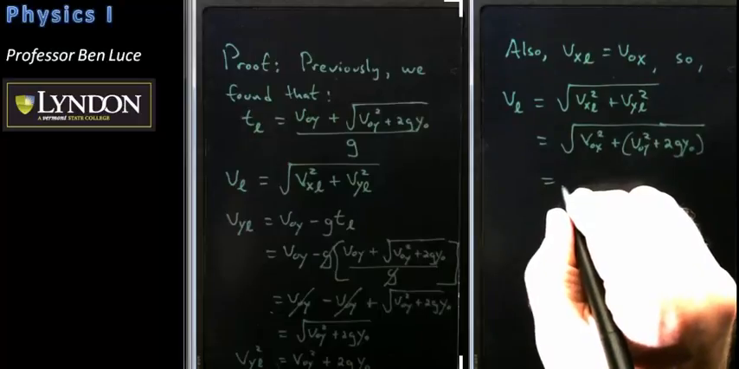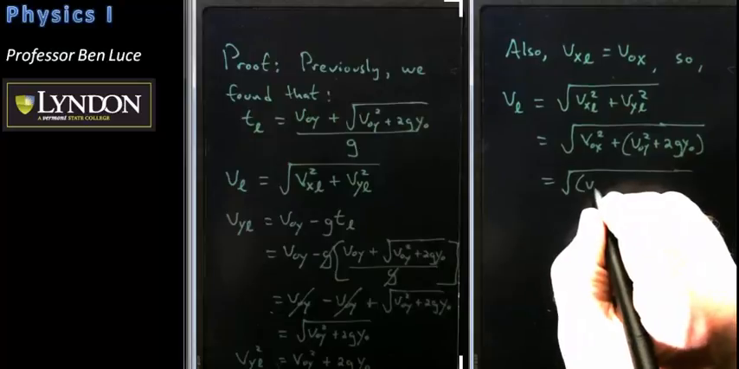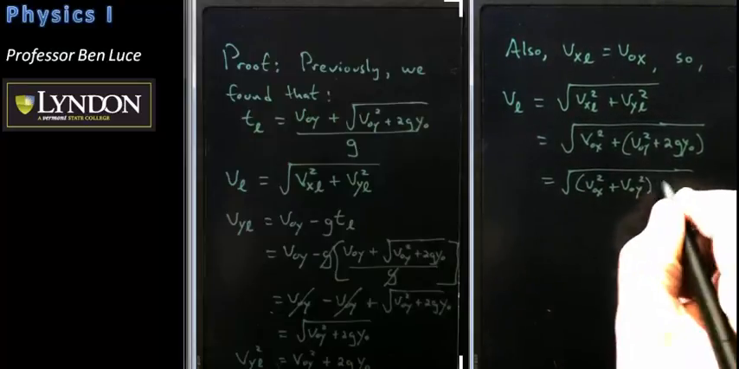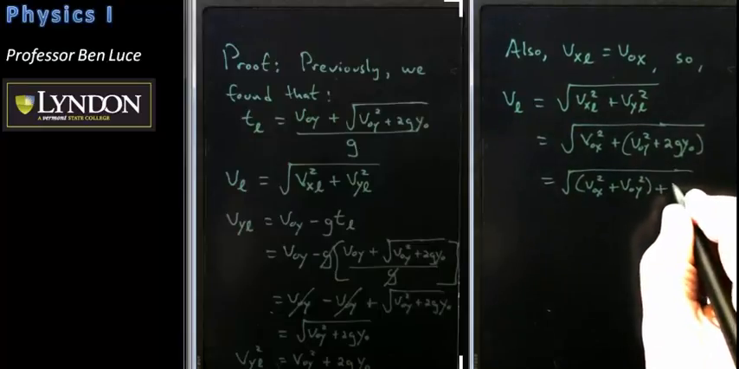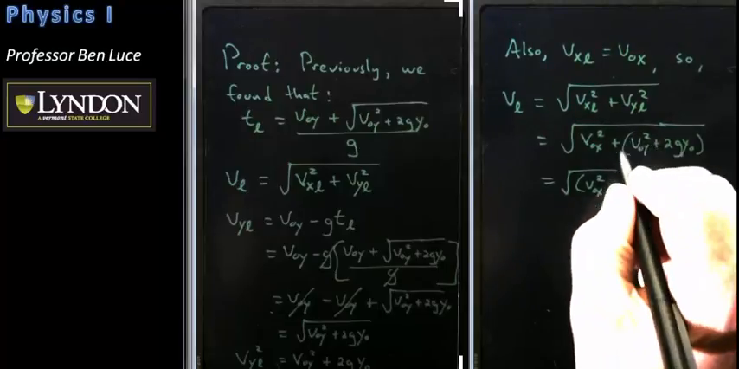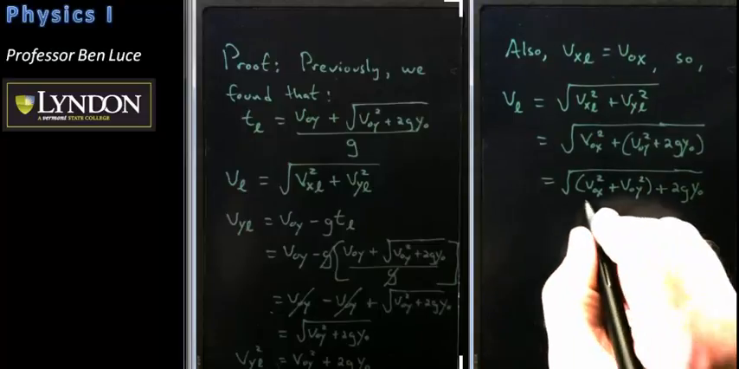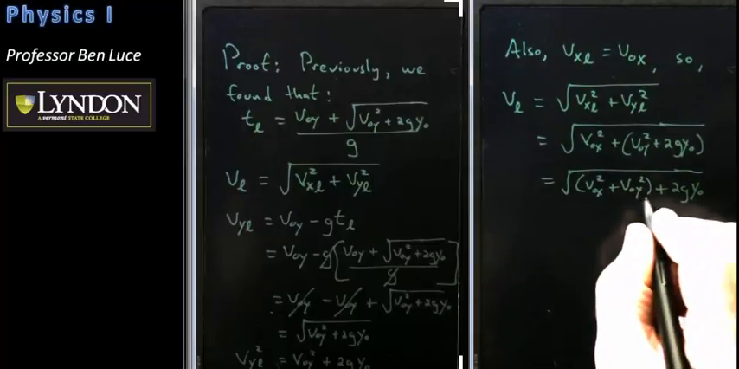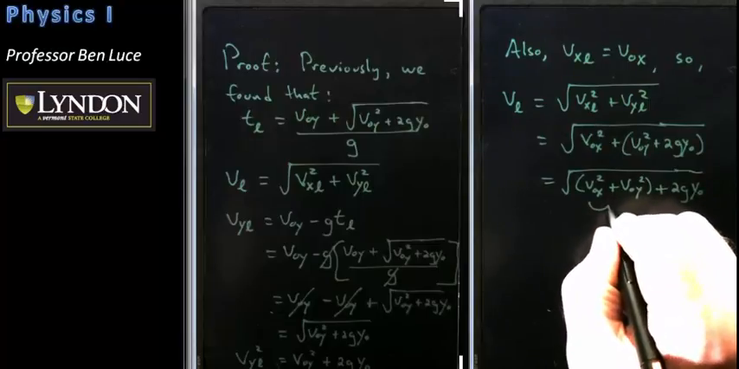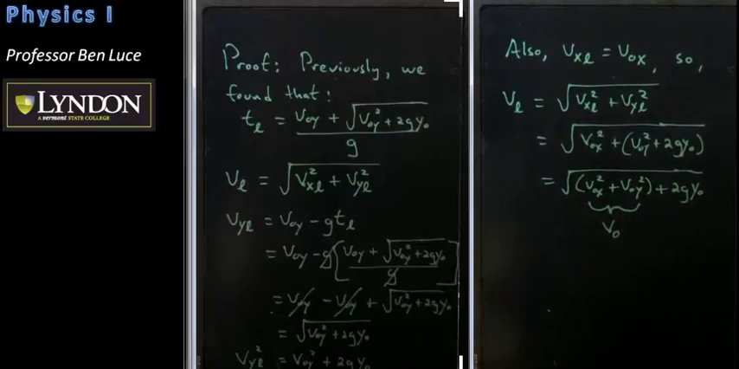Okay, now I'm going to slightly regroup what's underneath the square root here. And I can always do that because adding is associative. It doesn't matter where the parentheses are. But then you'll notice something. We obtain this quantity here, V naught x squared plus V naught y squared. And that is none other than simply the initial speed squared.